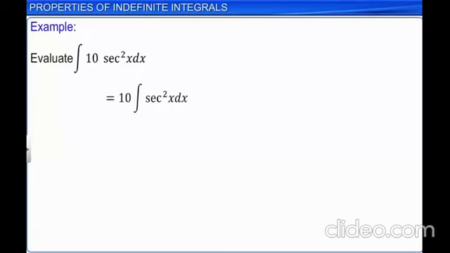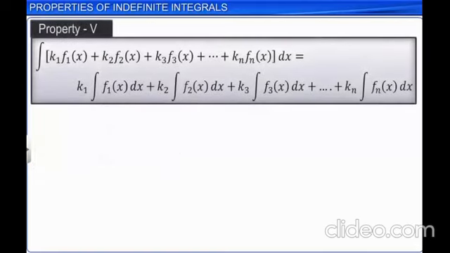Hence, integral of 10 into secant square x into dx is equal to 10 into tan x plus c. Let's move on to the next property of indefinite integration. It states that the integral of the sum of the constant multiples of n functions with respect to x is equal to the sum of the constant multiples of integrals of n functions with respect to x.